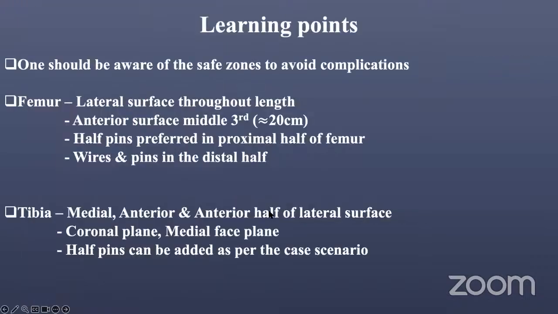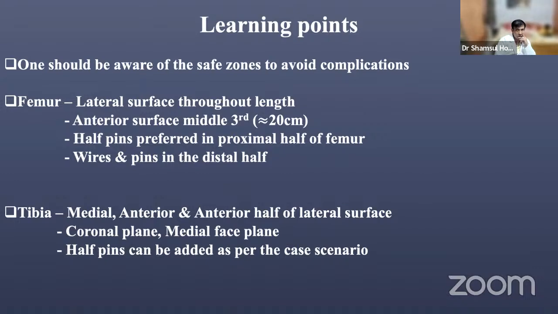Next. So the learning points are, one should be aware of the safe zones so that possible complications could be avoided. For the femur, the lateral surface is considered safe throughout its length. The anterior surface is safe in its middle third. Again, no definite area can be recommended because it depends on the height of the patient. The half pins are preferred in the proximal half of the femur where there is space constraint, but in the distal half, both wires and pins can be used.